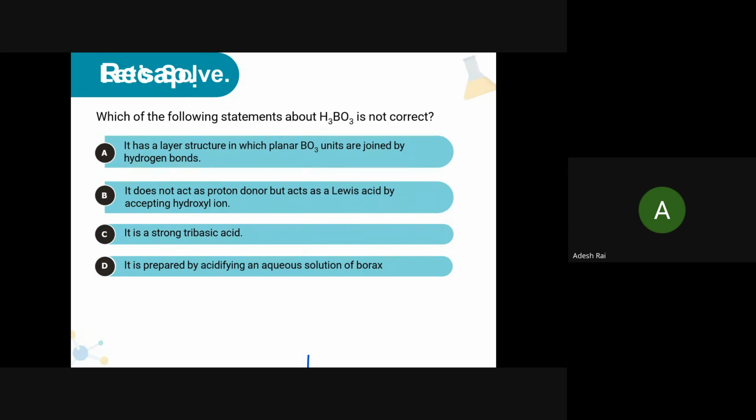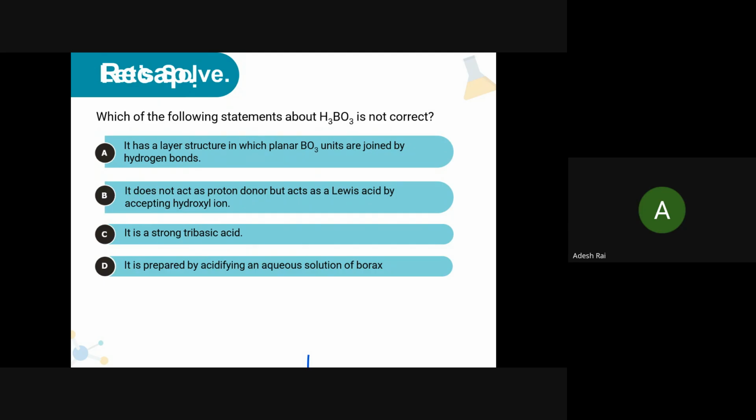The third point says it is tribasic. Is it correct or incorrect? Incorrect. Tribasic means it should donate 3 H plus. Will it donate 3 H plus? The answer is no. It will donate only 1 H plus, and that too not its own. The H plus which boric acid is donating is coming from water, no?